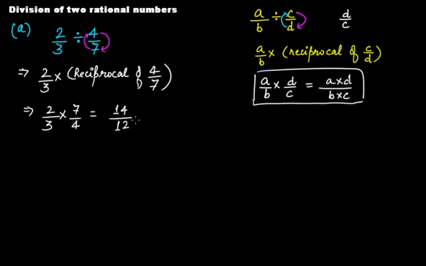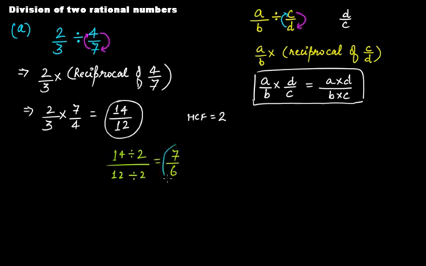12. Now, if you look at these two numbers, that is 14 and 12, you can see that the highest common factor is 2. And if you want to simplify it, this is also the correct answer. But if you want to simplify it, then just divide the numerator by 2, that is the highest common factor, and the denominator by 2, and you get 7 over 6. So even this is the simplified form of 14 over 12.